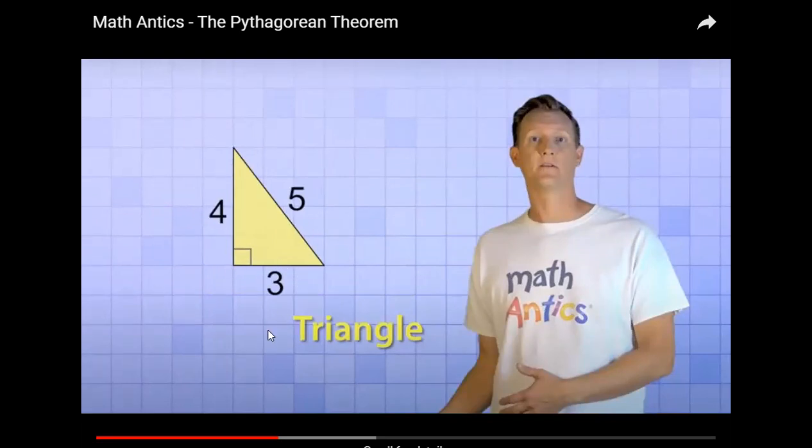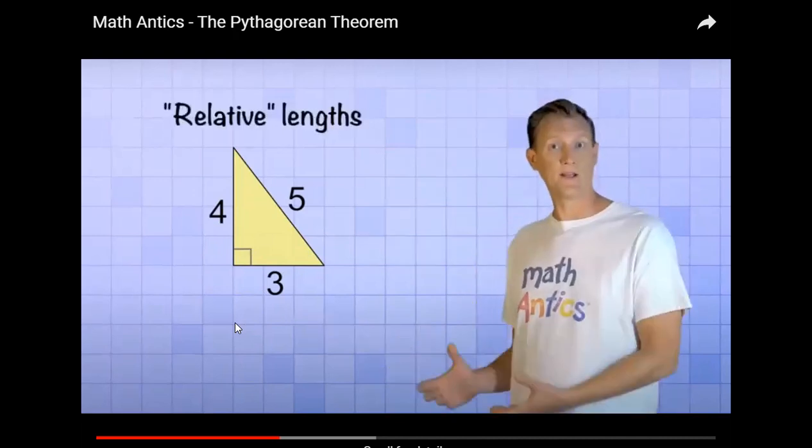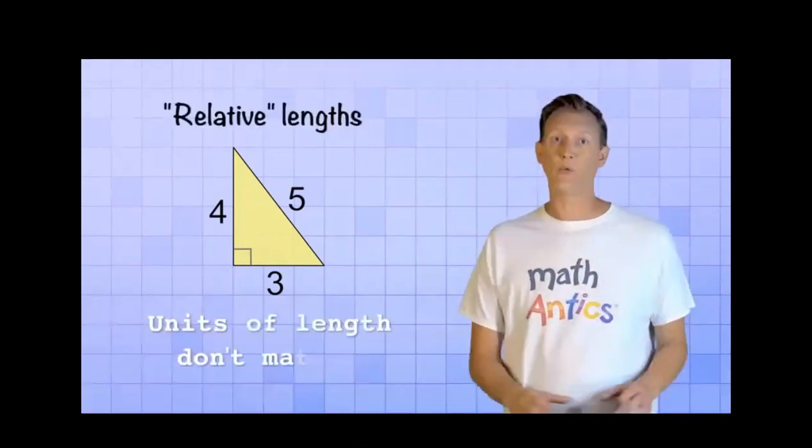Could you please tell me where are the two legs in this question? Where are the two legs? Four or three. 4 and 3, yes. And where is the hypotenuse? 5. 5, yes. And by relative lengths, I mean that the units of length don't really matter.